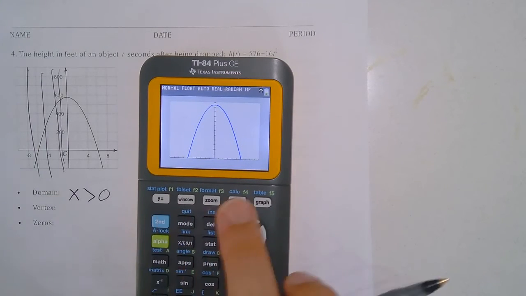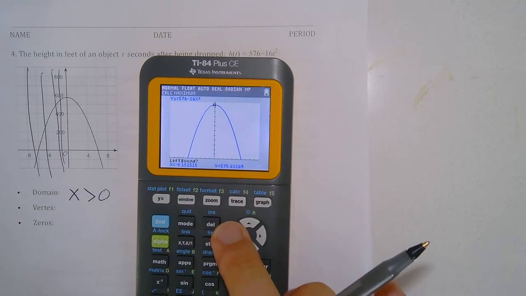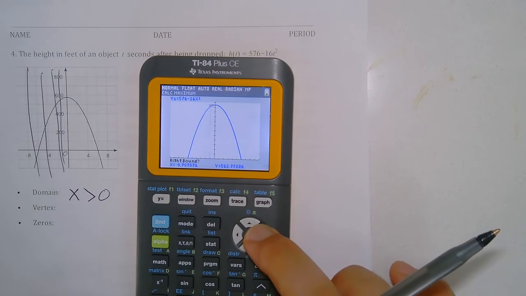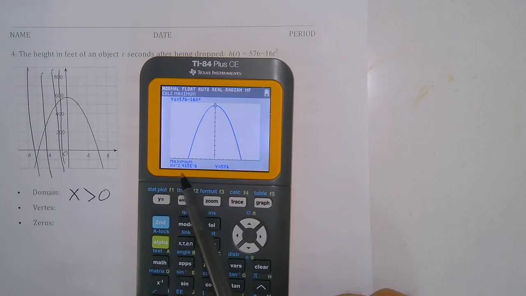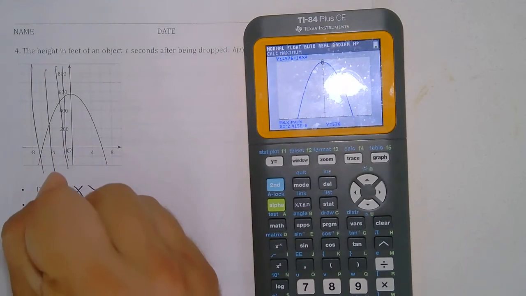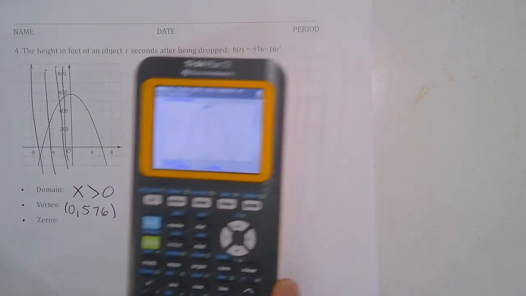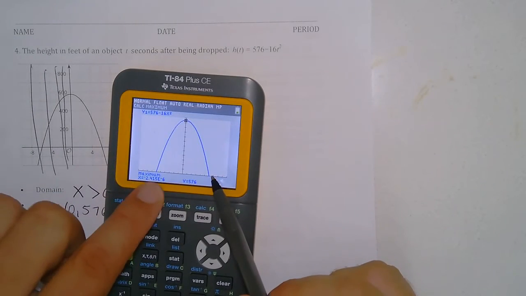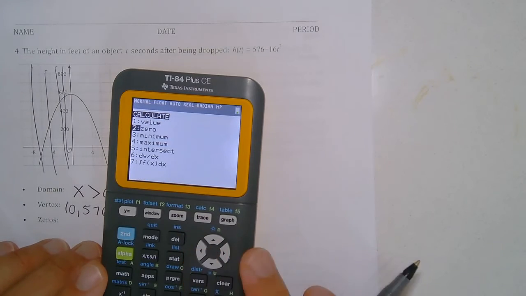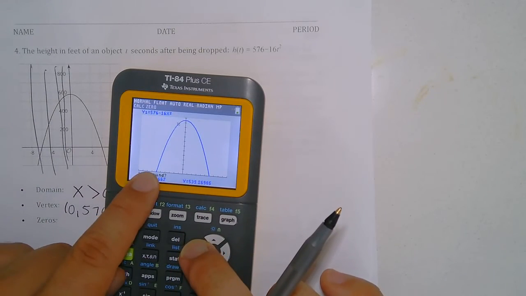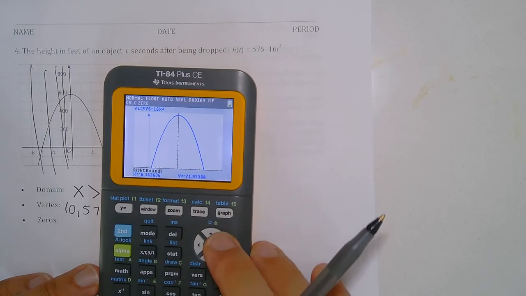So I can calculate that and go second, calculate. We want the maximum. So going to the left of the maximum is here. Going to the right of the maximum is there. And it's at basically 0 for x and 576. And then to calculate the zeros, we have a 0 here and a 0 there. So you can just go second, calculate. We want a 0. We'll go to this 0. And I just arrow over, hit enter.